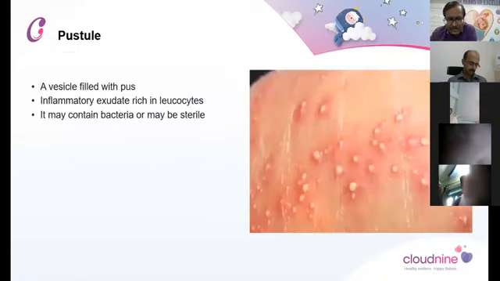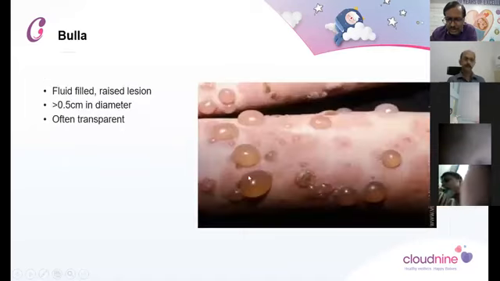Next we have pustule. It is a vesicle filled with pus, inflammatory exudate rich in leukocytes. Sometimes it may be sterile or it may contain bacteria. These are the bulla, fluid-filled raised lesion. Usually it is more than 0.5 centimeter in diameter. Often it is transparent.